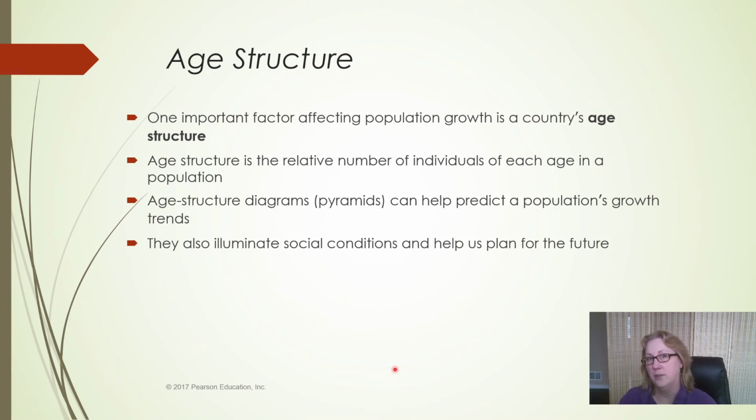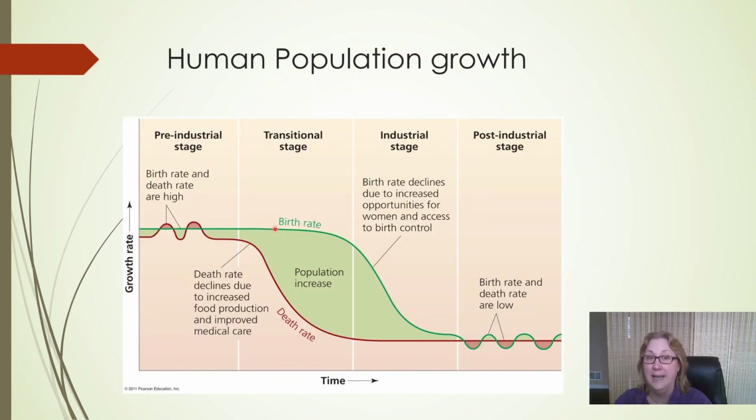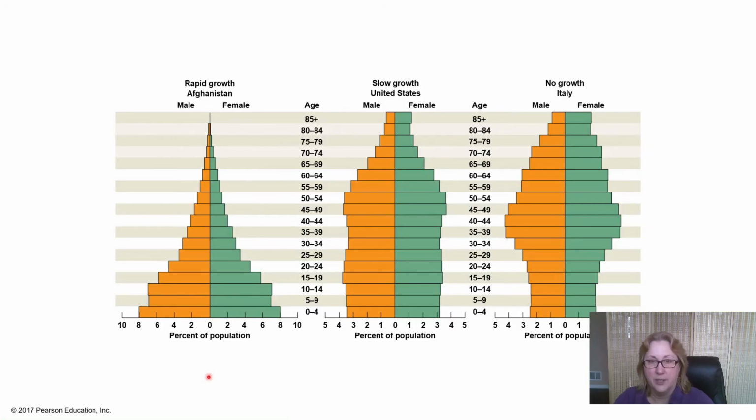So another way we can look at human populations is the age structure of the population. How many kids, how many reproductive age adults, how many old people are there? And these change depending on where the society is. I'm going to go back a slide. On here, that will change. So let's look at some of these pyramids.